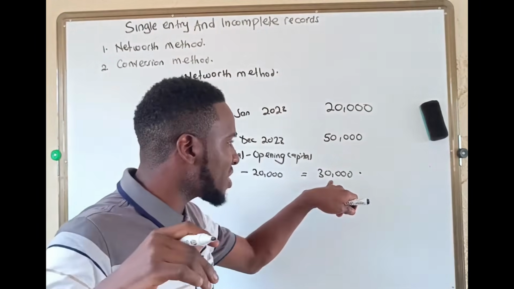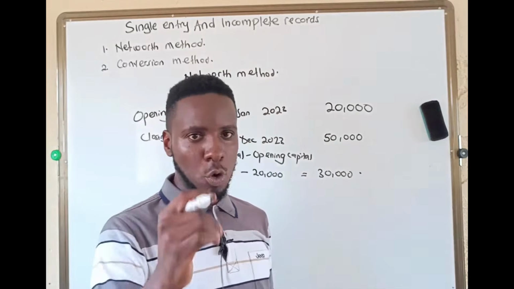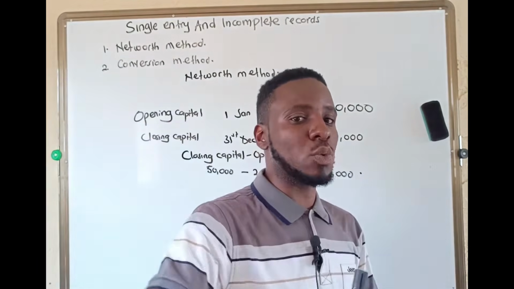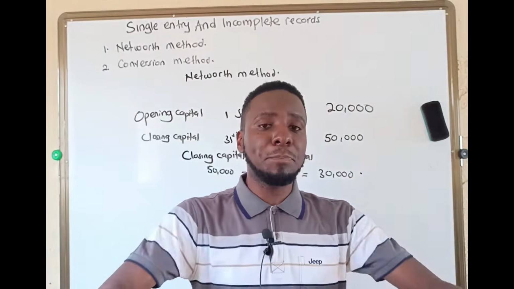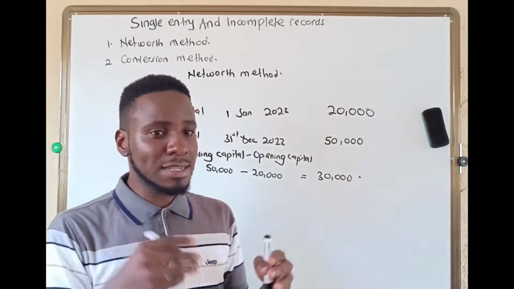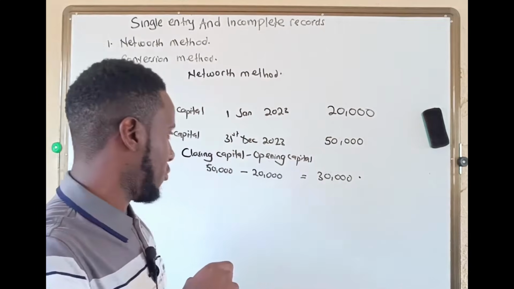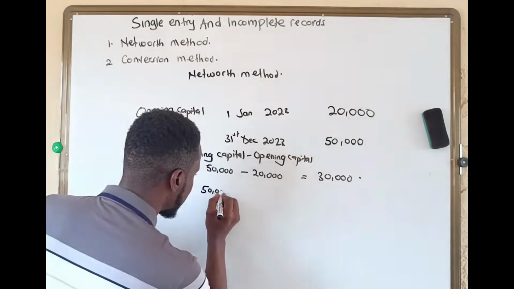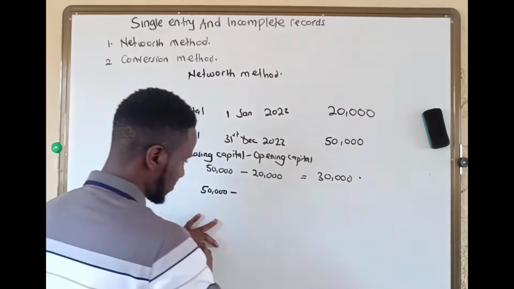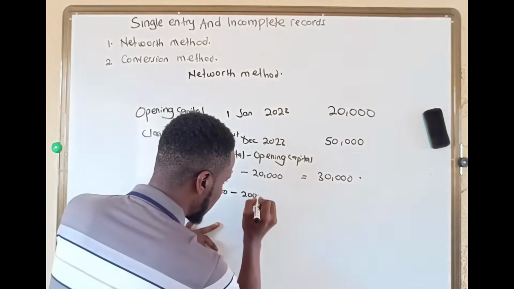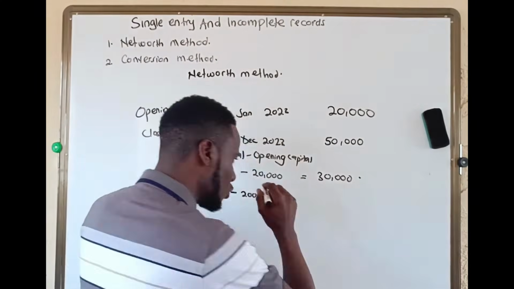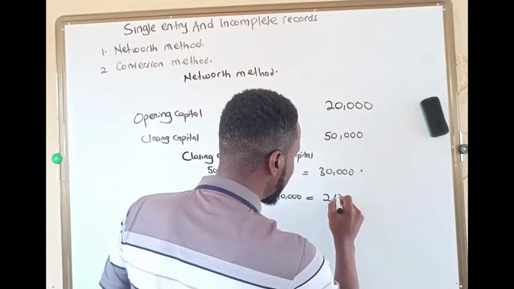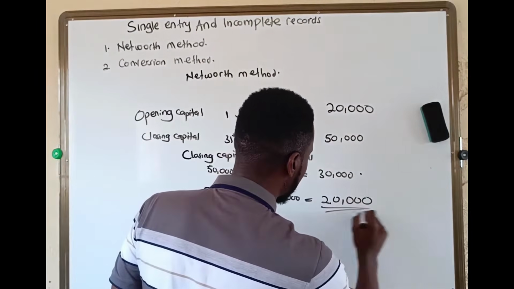Do we still have our 30,000 as profit? No, because that 10,000 that was put into the business was still capital. So it was like part of the opening capital. That means we shall subtract it off. That means what we shall do will be 50,000 minus the 20,000. Still, we deduct that 10,000, which is additional capital. That means our net profit for the year will be 20,000.